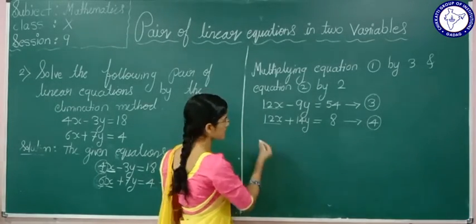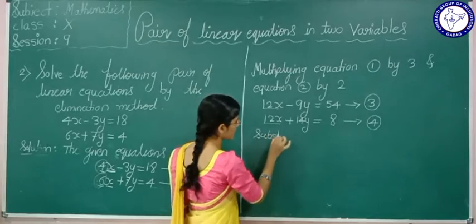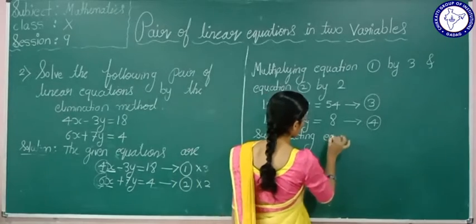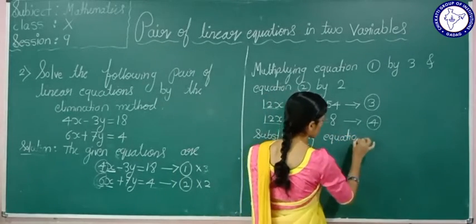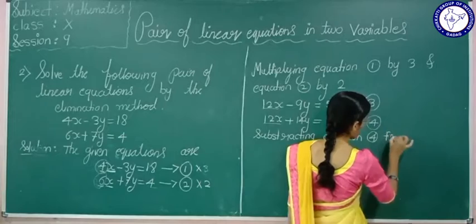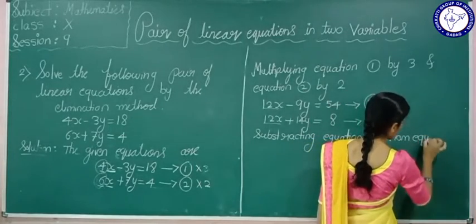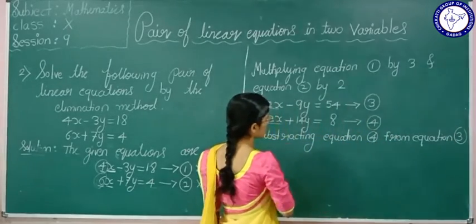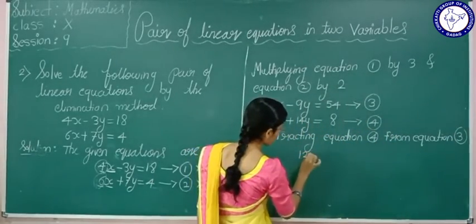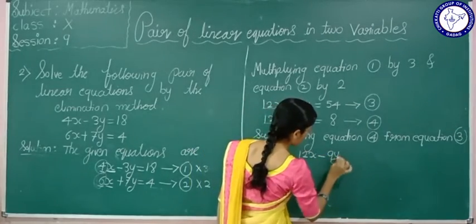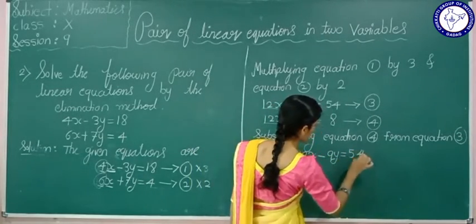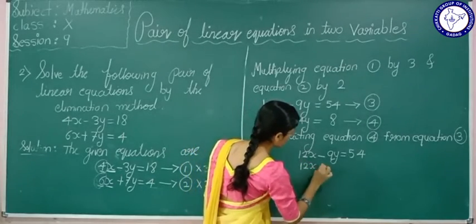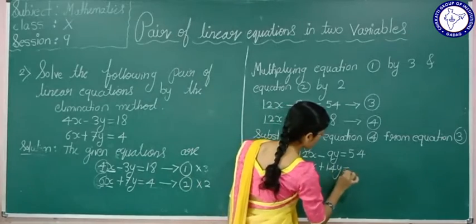If I subtract, see here, subtracting equation 4 from equation 3. Now see, what is equation 3? 12x minus 9y is equal to 54. Equation 4 is 12x plus 14y is equal to 18.